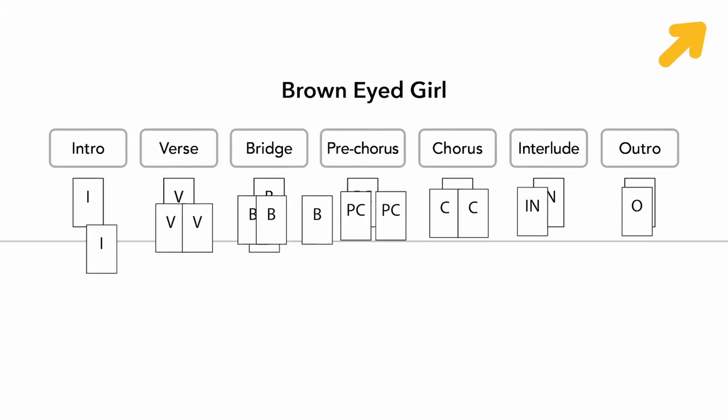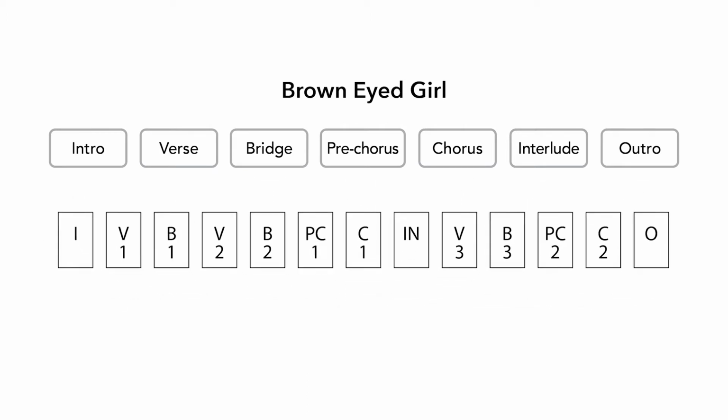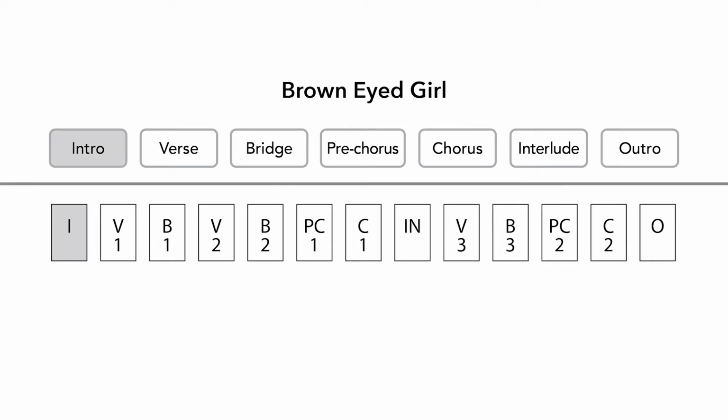And a good example of this is the song Brown Eyed Girl that we looked at in this video, where Van Morrison arranged and repeated these song sections to compose this classic hit from 1967 that's laid out in this order, with an intro, verse 1, bridge 1, verse 2, bridge 2, pre-chorus 1, chorus 1, interlude, verse 3, bridge 3, pre-chorus 2, chorus 2, and an outro.